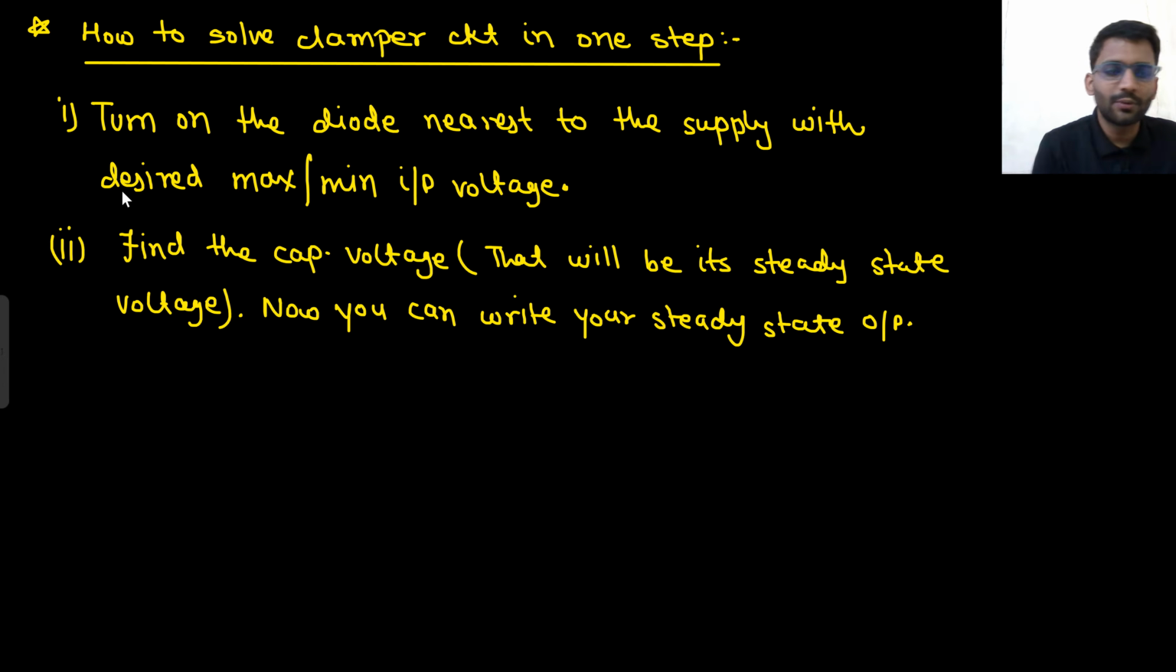So what they are saying: first you have to turn on the nearest diode to the supply. How will you turn it on? If a negative side is there, you will give negative supply. If positive side is there, you will give positive supply. Then once you turn it on, you will find the voltage across the capacitor. That will be its steady state voltage, and then you can write the output. So this is just the statement. Let's see it in a question.